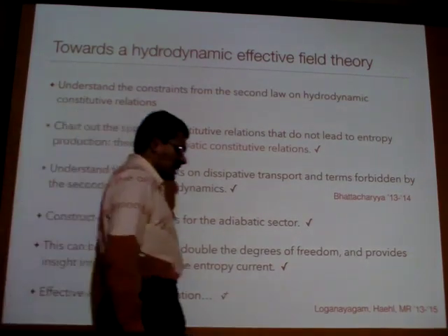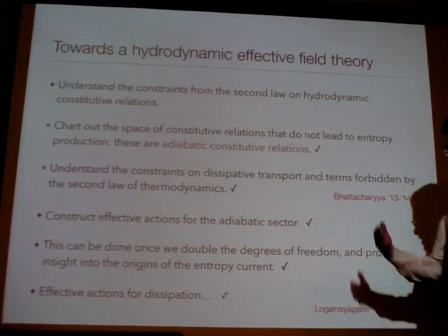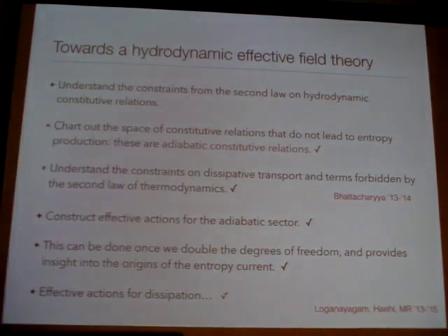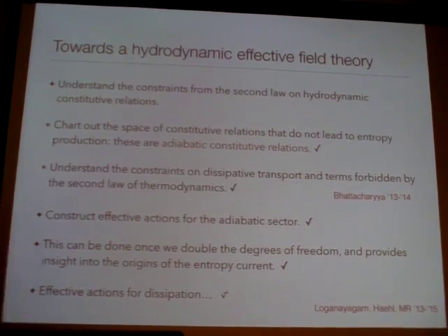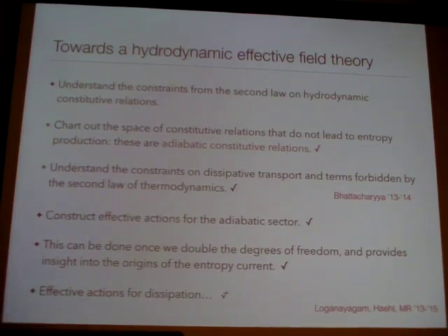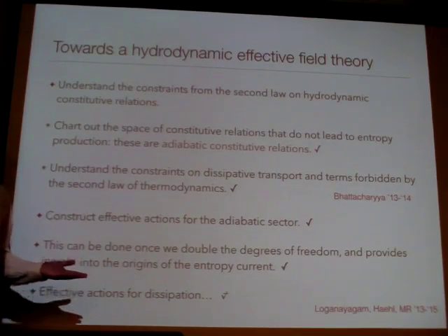This classification problem we were successful in doing, and we found something very surprising. You might expect that beyond an ideal fluid, you get lots of dissipative terms. That turns out to be not true. You get lots of terms that actually don't produce entropy. A vast majority of nonlinear transport in hydrodynamics is non-entropy producing. And since it's non-entropy producing, we can construct an effective action for it, because it's a non-dissipative part of hydrodynamics.